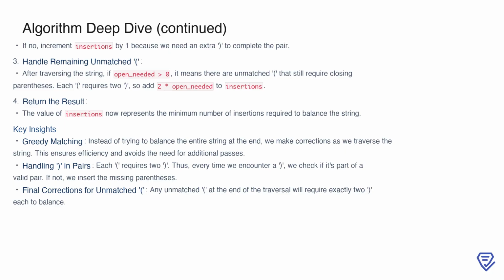After finishing the traversal of the string, we handle any unmatched opens that remain. Since each open requires 2 closes to form a valid pair, we add 2 times open_needed to the insertions counter to account for these unmatched parentheses. Finally, the value of insertions gives us the minimum number of insertions required to make the string balanced. The key insights here are the use of a greedy method, which enables us to make corrections as we traverse the string, and the careful handling of closing parentheses to ensure they always form valid pairs. This approach minimizes the number of insertions and avoids the need for multiple passes through the string. By the end, we address both unmatched opens and closes efficiently, ensuring the string is fully balanced.